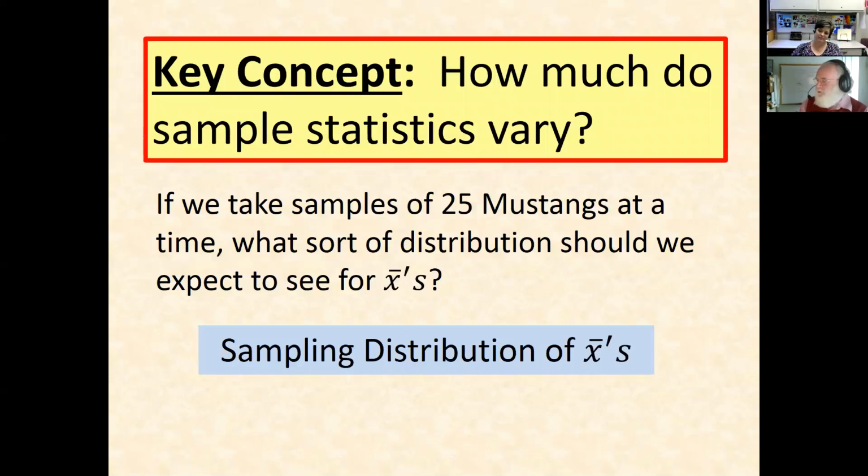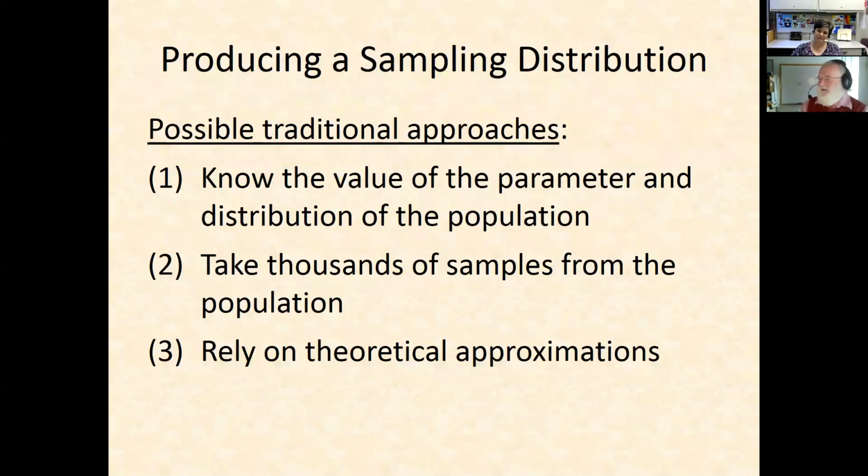And so when we look at traditional approaches, typically we've got several ways of getting at that sampling distribution. One way is to know the value of the parameter of the distribution of the population. So we assume that Mustang prices are normally distributed with some mean and some standard deviation, and generate things from that. Or we could take thousands of samples from the population, and that may be a little bit impractical to do if you actually sample from a real population. Or we rely on the theoretical approximations.